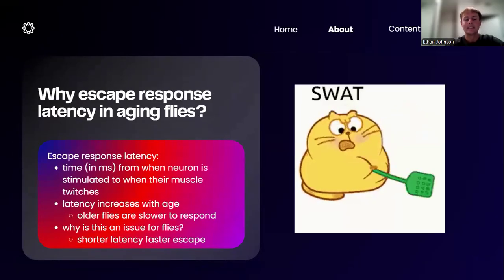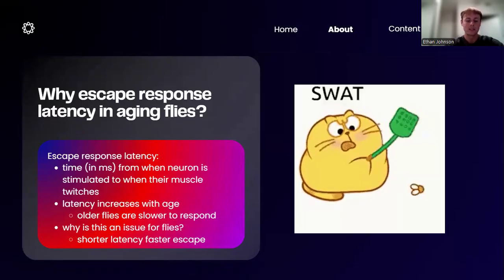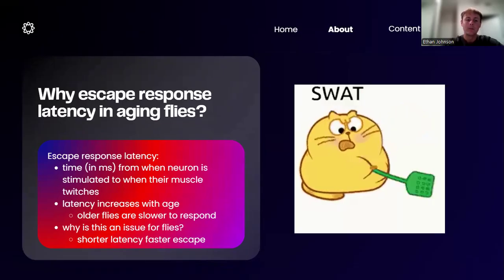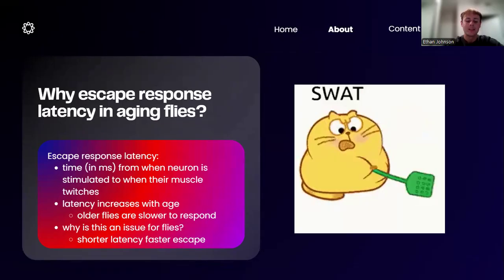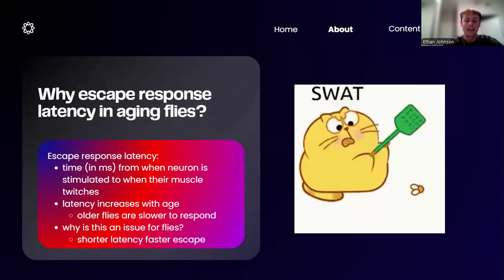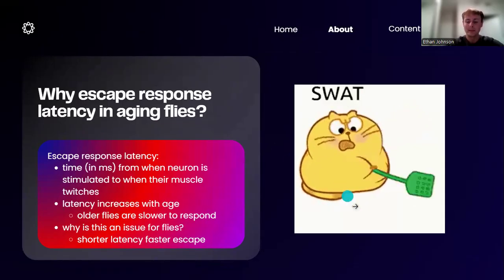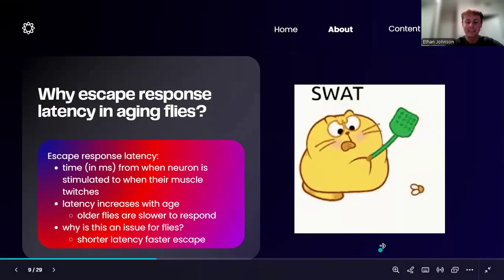And why are we looking at the escape response latency? Why do they choose to measure this? You can imagine that if they had too long of a latency, then they wouldn't be able to escape a predator, meaning that they would be swatted, like we see in this little GIF here.